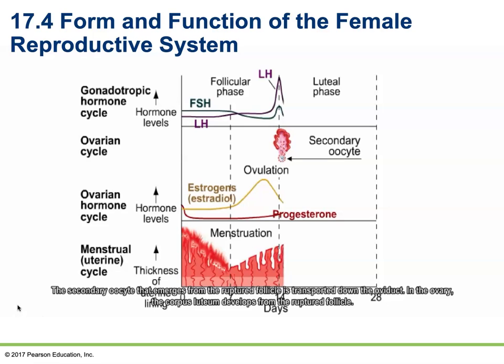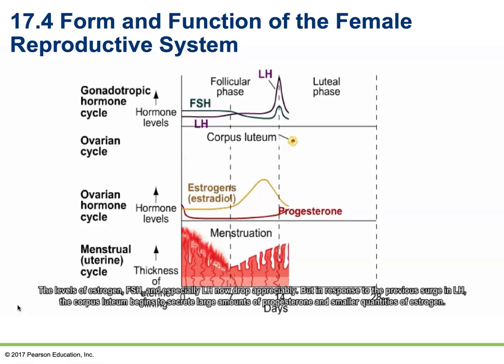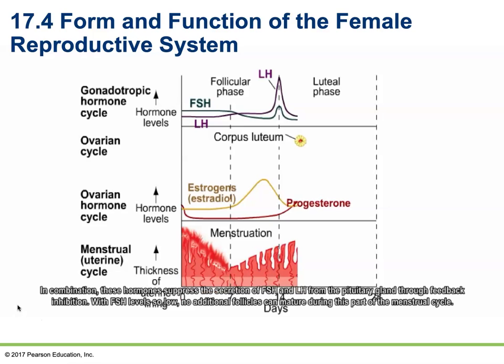The secondary oocyte that emerges from the ruptured follicle is transported down the oviduct. In the ovary, the corpus luteum develops from the ruptured follicle. The levels of estrogen, FSH, and especially LH now drop appreciably. But in response to the previous surge in LH, the corpus luteum begins to secrete large amounts of progesterone and smaller quantities of estrogen. In combination, these hormones suppress the secretion of FSH and LH from the pituitary gland through feedback inhibition. With FSH levels so low, no additional follicles can mature during this part of the menstrual cycle.